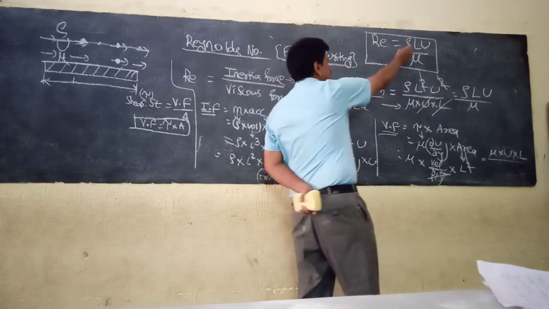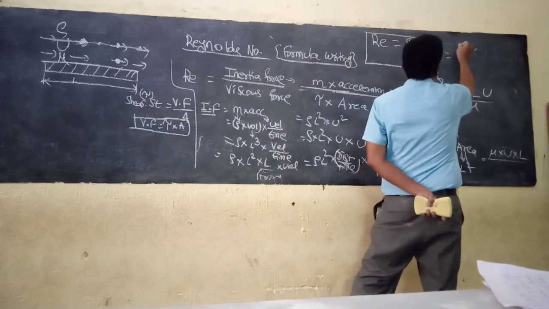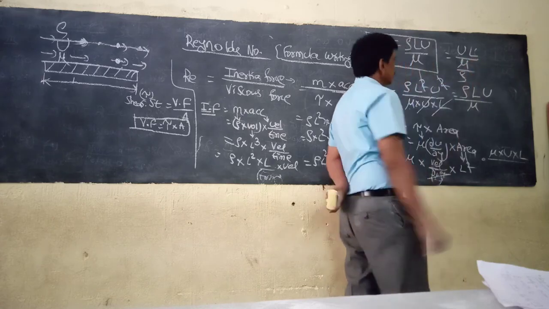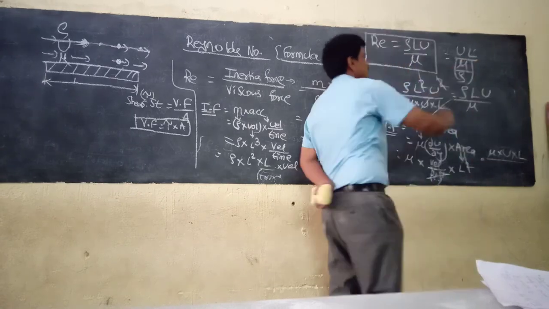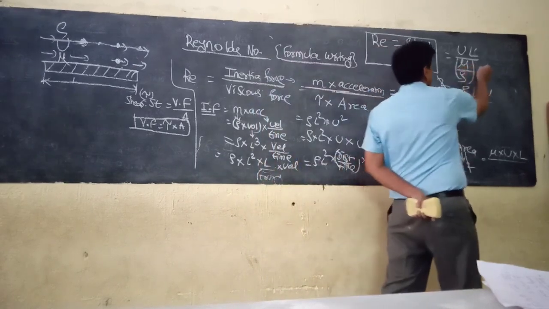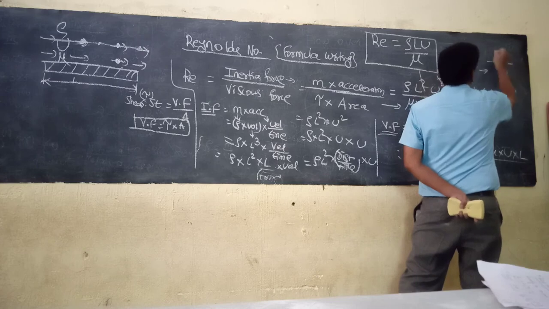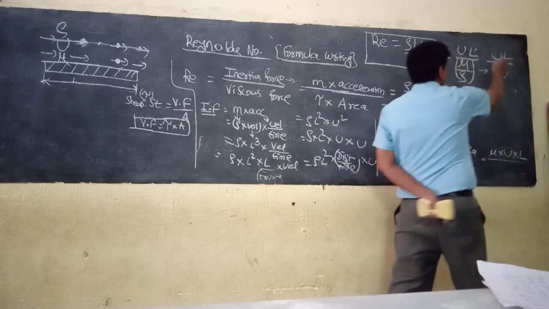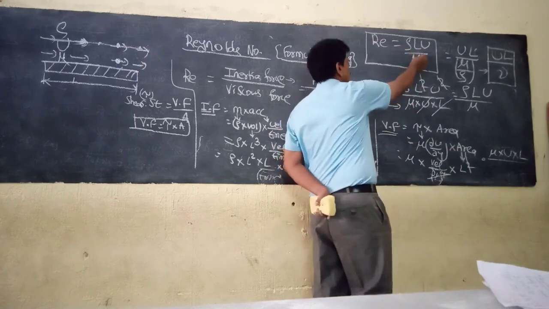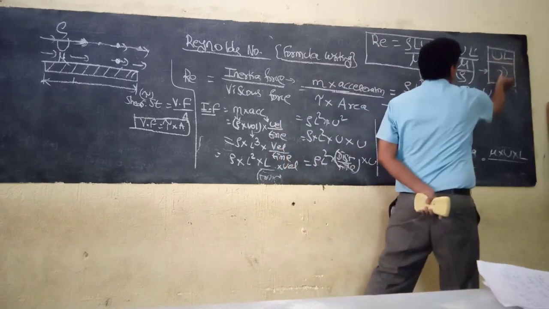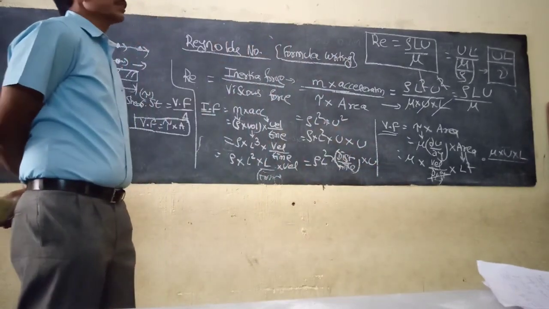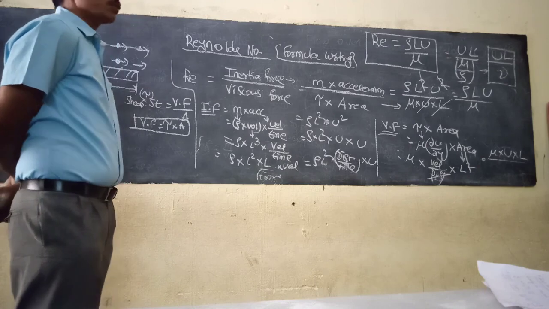Bring this density to the denominator: u into L divided by mu by rho. So in the denominator, dynamic viscosity by density. The ratio of dynamic viscosity by density is called the kinematic viscosity. So u into L by kinematic viscosity. You can represent it either as rho L u by mu, or otherwise u L divided by nu. This is the basic formula to write the Reynolds number. This is for flow over the flat plate.